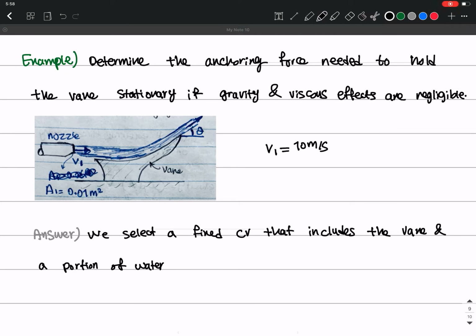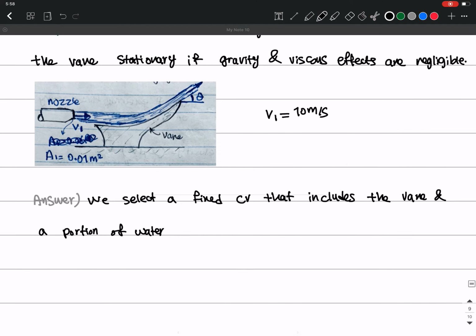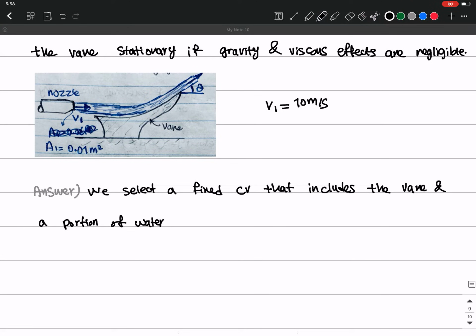Why should it include the vane? The reason is that we want to calculate the forces on the vane, right? So the CV also needs to have and include that. So let me redraw the problem here again.